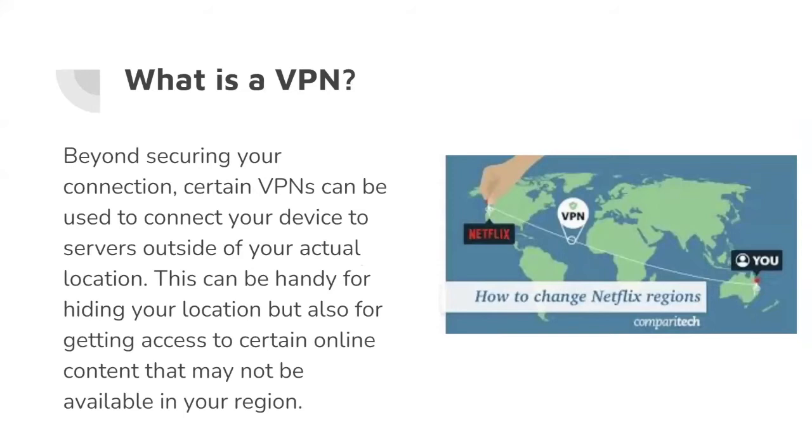Beyond securing your connections, certain VPNs can be used to connect your device to servers outside of your actual location. This can be handy for hiding your location, but also for getting access to certain online content that may not be available in your region. Such as if you're watching Netflix, you might get access to some Japanese shows if you turn on the VPN into that region, of course.